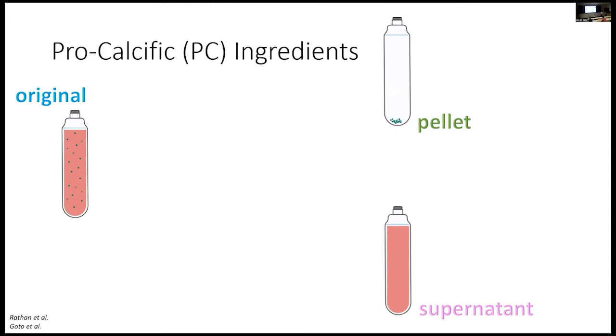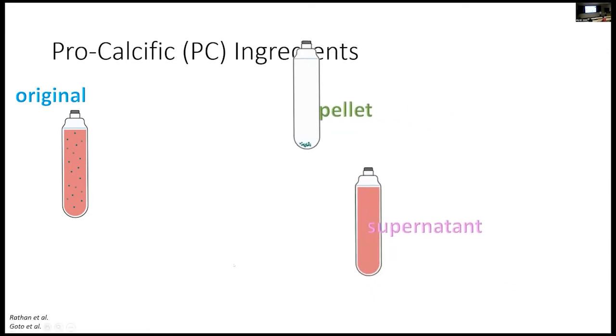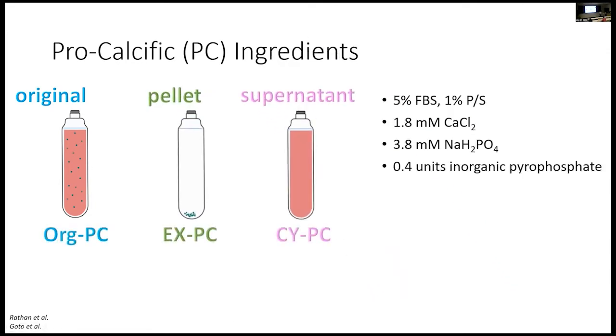So the pro-calcific ingredients are 5% FBS, 1% pen strep, 1.8 millimolars of calcium chloride, 3.8 millimolars of sodium dihydrogen phosphate, and 0.4 units of inorganic pyrophosphate. And as mentioned earlier, these were added to induce calcification. So now we have 3 different groups: the original group, the exosome pellet group, and the cytokine group. And after that, they'll be named original, EX, and CY for short.